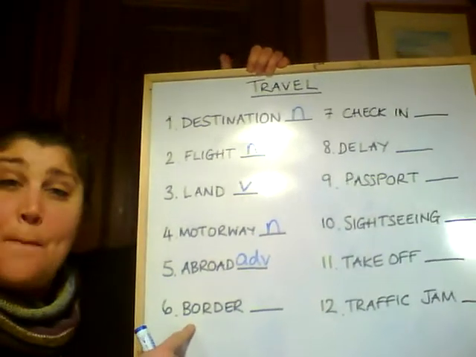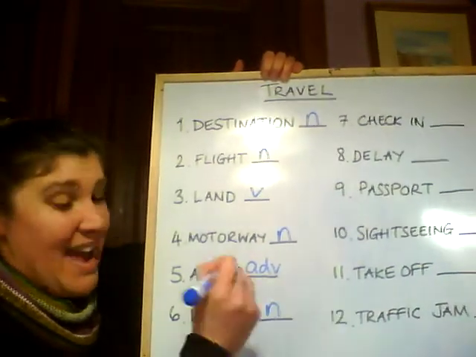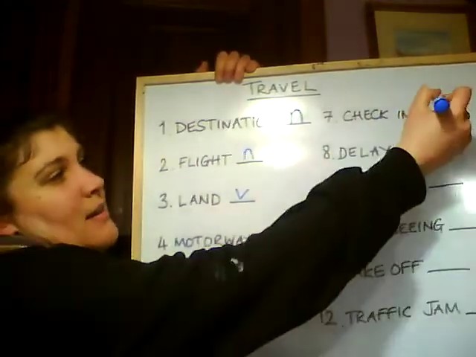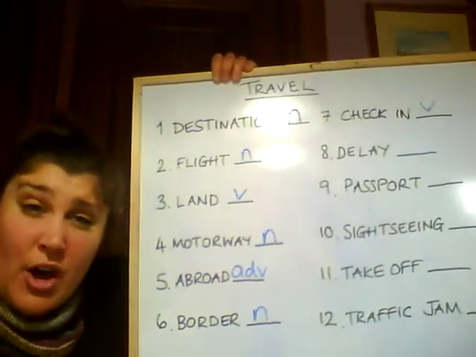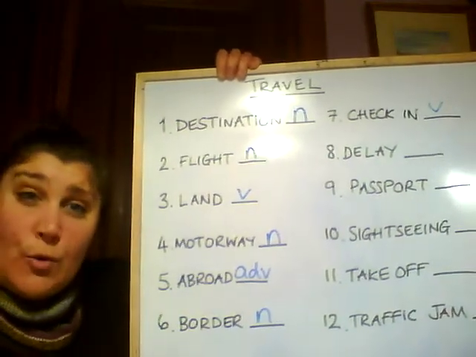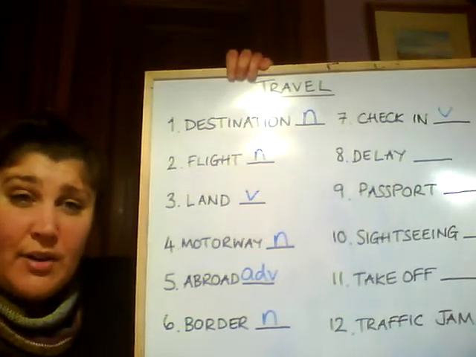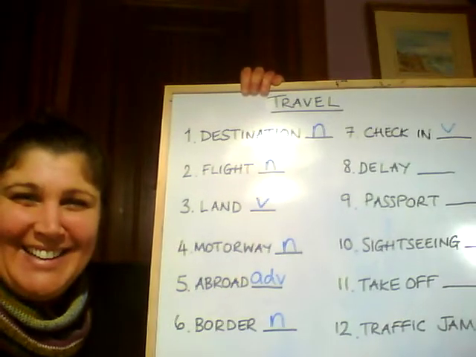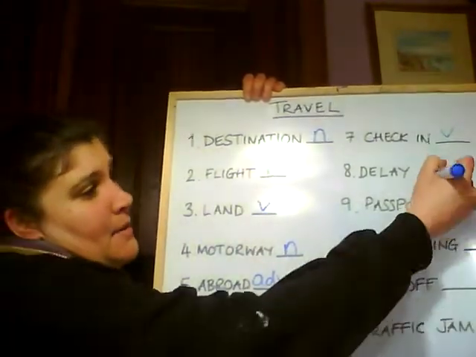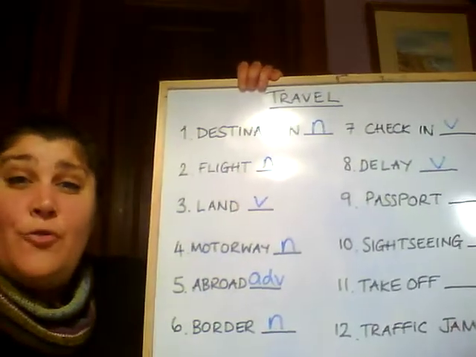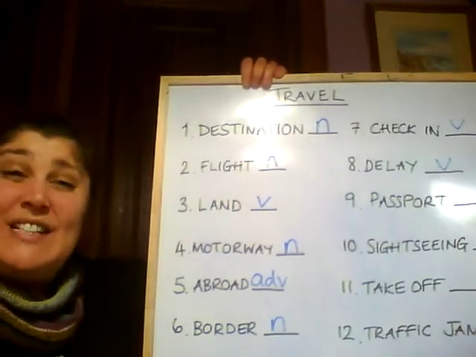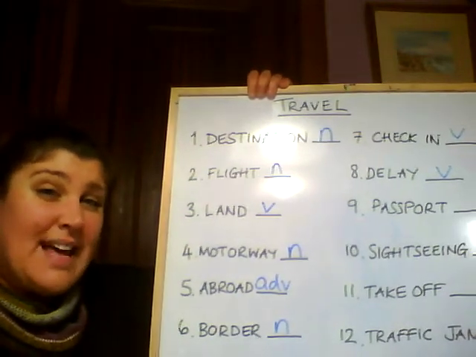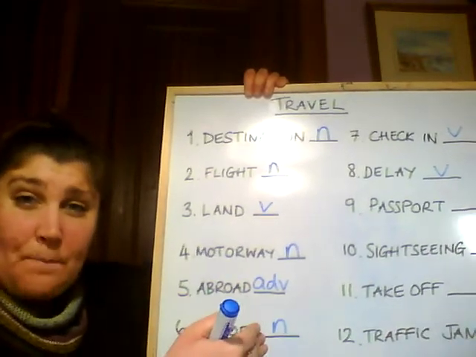Number 6 then, border is a noun. Check-in is a verb. It's the place you go to in the airport when you arrive to say, hello, I am here and I am ready to get on the plane. Number 8 was a verb. Good. If you delay something or you are delayed, it means that the time something starts is later.